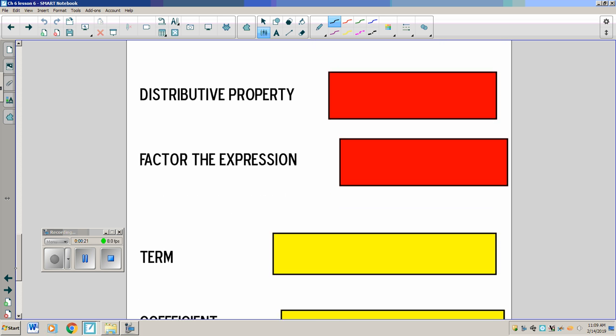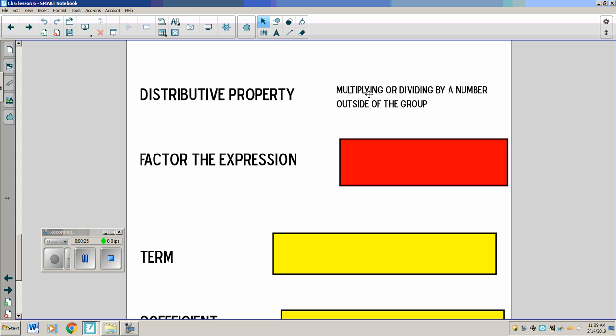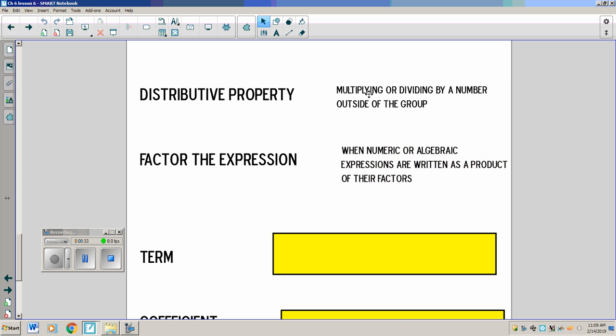There are two. Write down distributive property, multiplying or dividing by a number outside of the group. And the second one is factor the expression, when numeric or algebraic expressions are written as a product of their factors. It's basically the reverse of the distributive property. We will practice these.